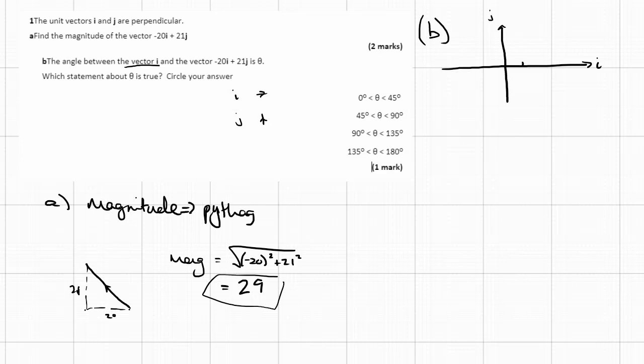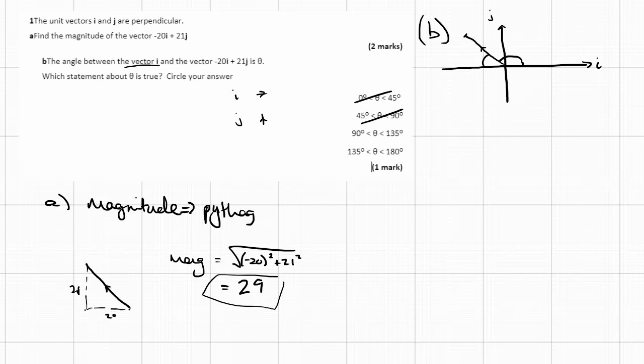So on the coordinate grid, draw your vector. So minus 20i, that's 20 to the left, and 21j, that's 21 up. So this is our vector. So we actually want to find this angle. So straight off the bat, we know it's not going to be any of them. It's just a toss-up between these two. It's going to be somewhere around 135, isn't it, just by looking at it, because it's almost a 45-degree angle with them being almost the same.